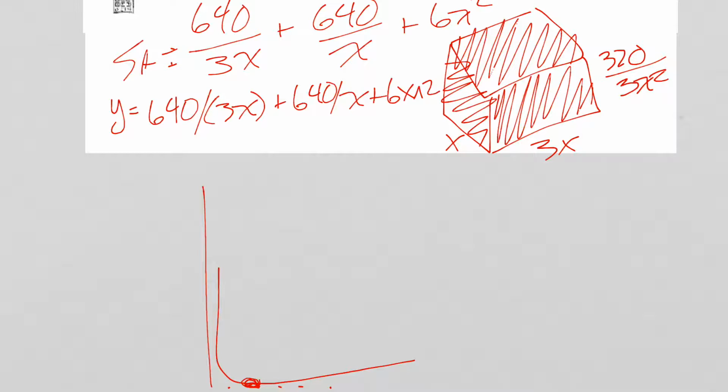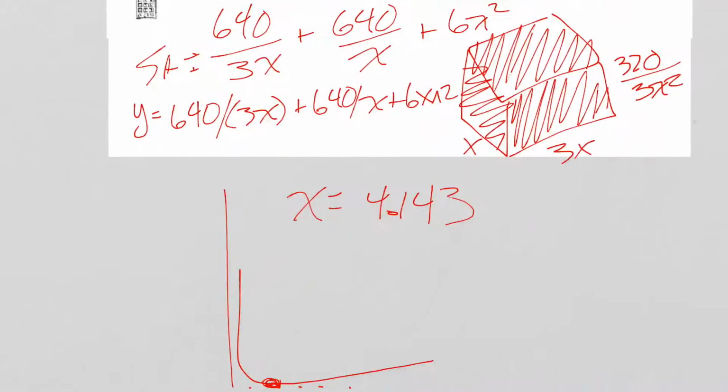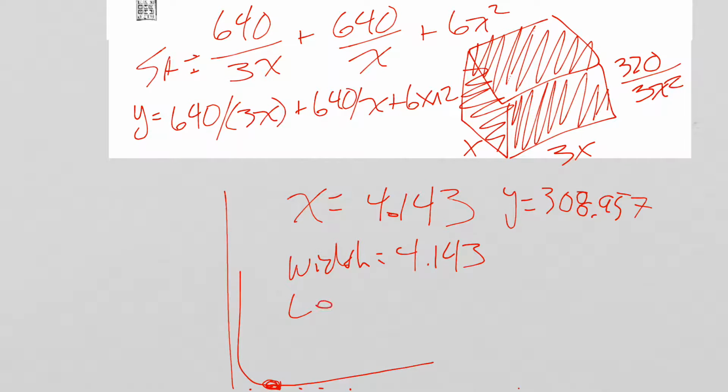Hit enter, and we find that x is 4.1429. I'm going to write it as 4.143, which means our width is 4.143. Before I do anything else, I see that it says x equals 4.143, y equals 308.9566. I'll write that as 308.957. If that's my width, then 3x, my length, will be 3 times that, 12.4289. I'll write it as 12.429.